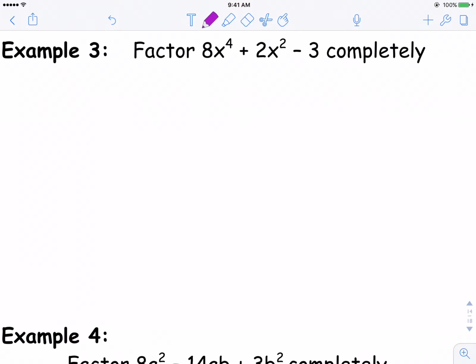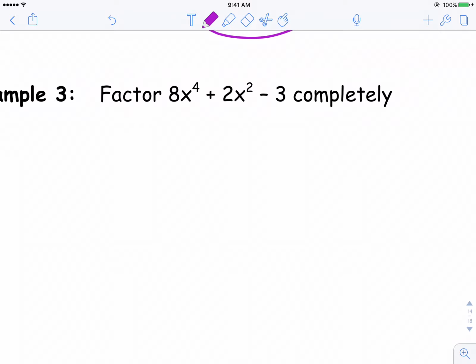Here we go, example number 3. Factor 8x to the fourth plus 2x minus 3. Now don't worry too much about these exponent values here. As long as these are even and multiples, then it'll work out. But if they're odd, then there's other things that you might have to look at first. So right now we know they're even and we can just continue working. Everything will kind of work itself out.